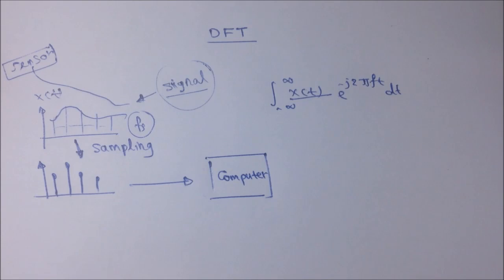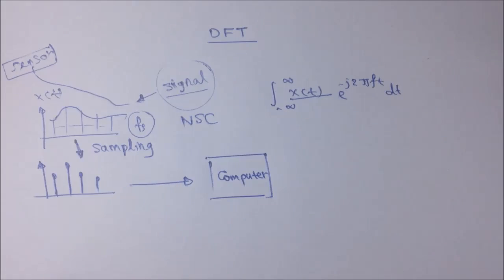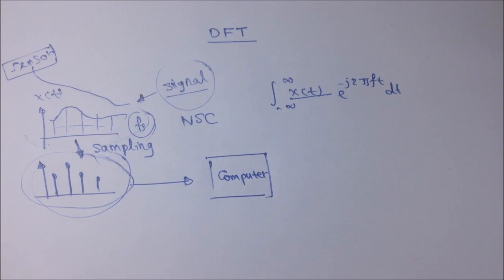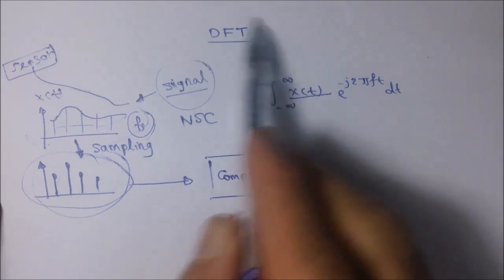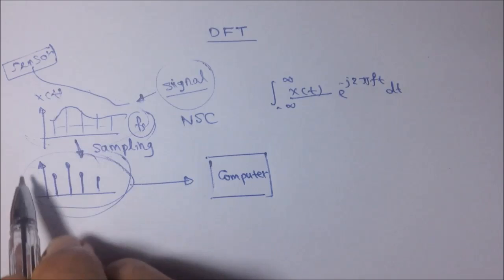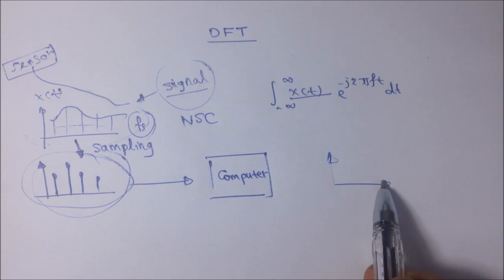And this sampling rate is determined by something called the Nyquist sampling criterion. This criterion basically ensures that the discrete version is a good representative of the continuous signal. In other words, we can recover the continuous signal from this discrete version. So here comes the discrete Fourier transform. It is a modified transform that is specifically designed to handle discrete signals and will be executed by this computer to get the spectrum of this discrete signal.